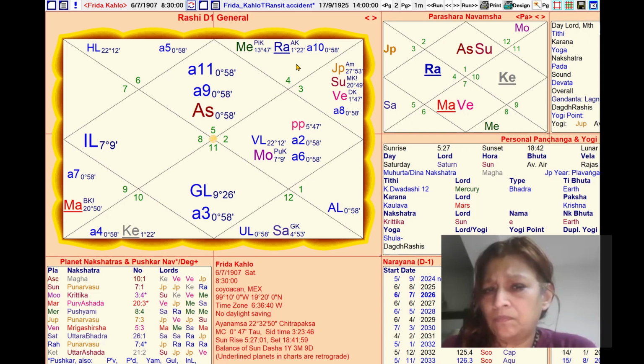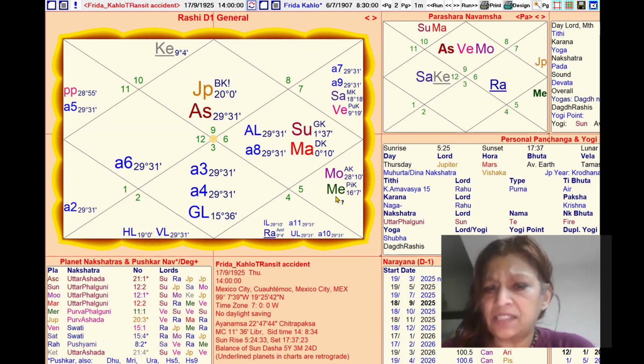And this is the day of the accident, right? Or not, that we're looking at. Oh, no, this is her natal chart, born 1907. The accident is this. This is the Amavasya chart. Everybody seeing this, this is the Amavasya chart. So that is when it happened.